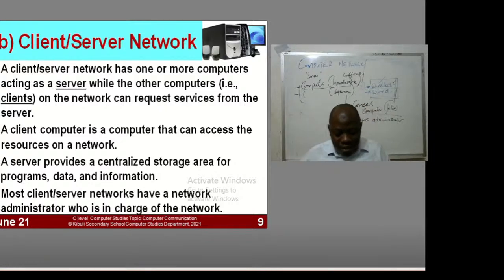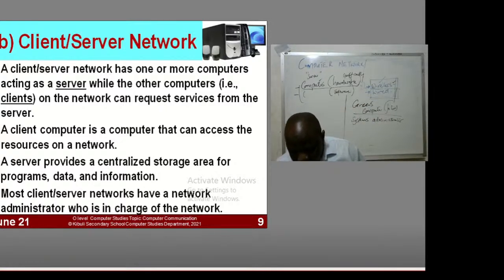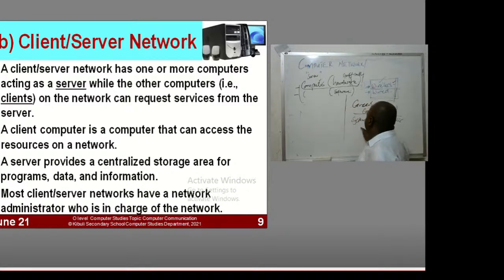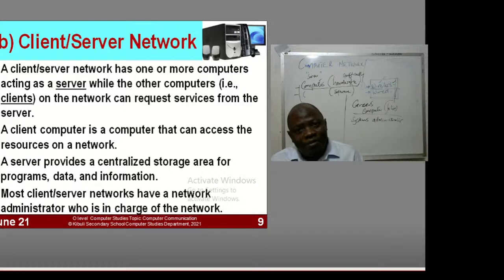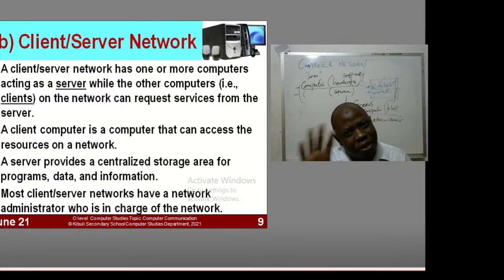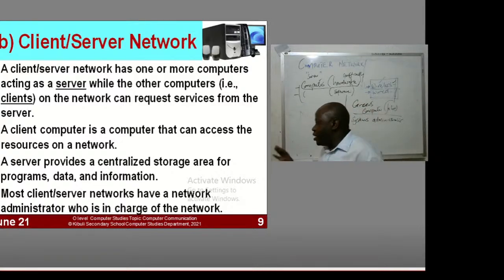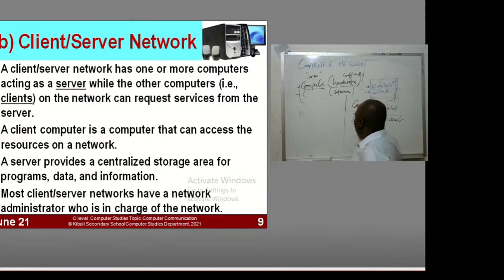So the system administrator is in charge of the network. But at times, you'll find that here we have a system administrator, but some organizations may have what we call a network administrator, depending on what they want to do. But that one can be another aspect which we can look at.